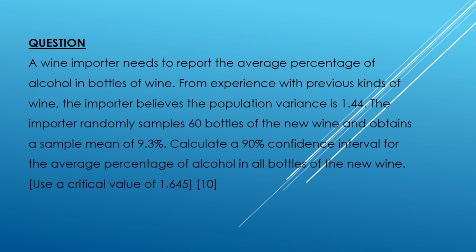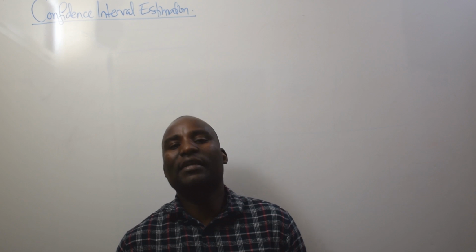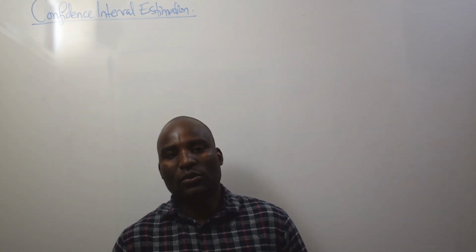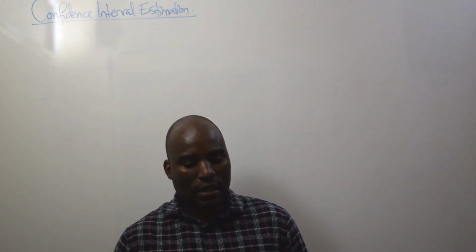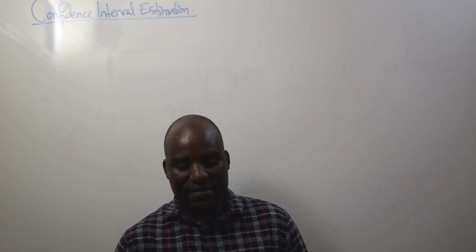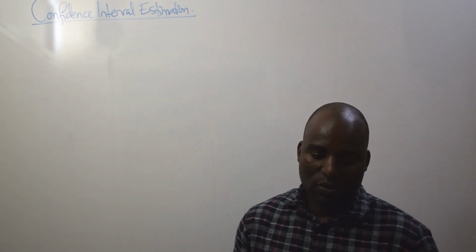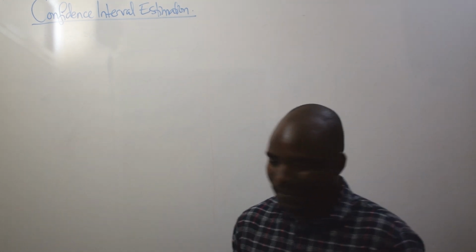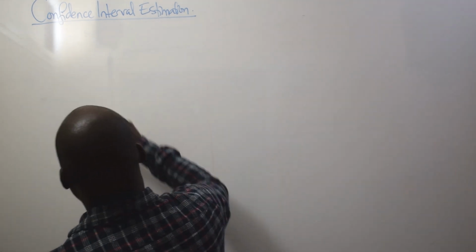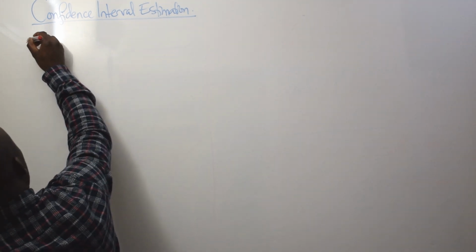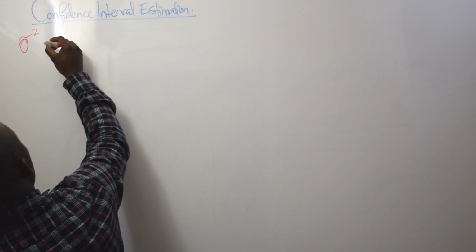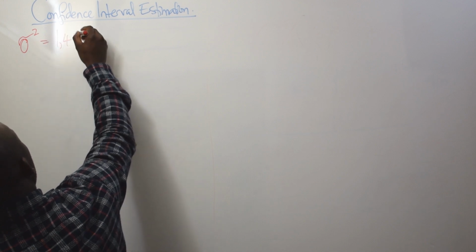Right, so what we need to be able to do is to list the things that we see as we read the question. So as you read the question, let's identify the things that stand out. So we're going to pick the key things. The one thing that I'm picking first is the population variance. So the population variance, this is sigma squared, is equal to 1.44.